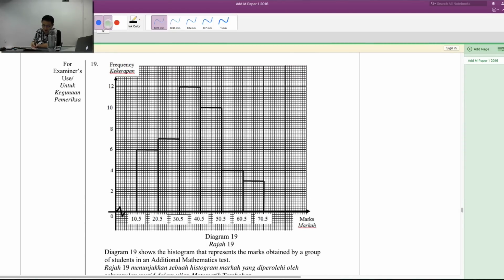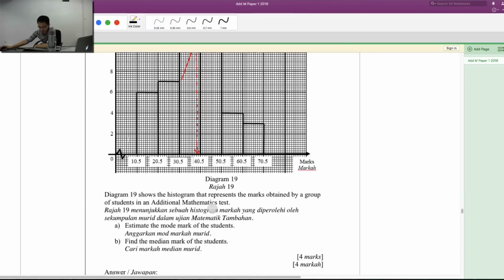What you do over here is basically, you find the highest one. This is the mode because it is higher, and then you connect this corner to this corner, and then connect this vertex to this vertex, and then you will see an intersection point, right? From the intersection point there, you draw a line going down. If you use a ruler, you should be able to get one value here. And then this one will be your mode mark.